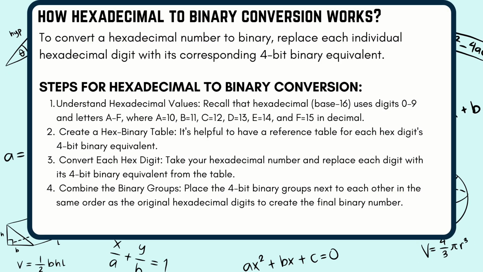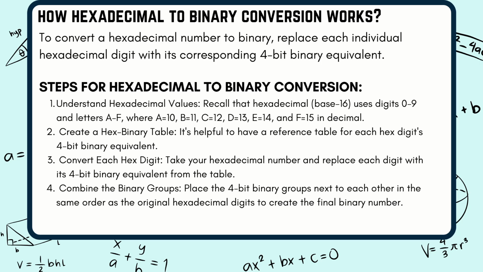So let us define how hexadecimal to binary conversion works. To convert a hexadecimal number to binary, replace each individual hexadecimal digit with its corresponding 4-bit binary equivalent. Steps for hexadecimal to binary conversion. Step 1, understand hexadecimal values. Recall that hexadecimal, base 16, uses digits 0 to 9 and letters A to F, where A equals 10, B equals 11, C equals 12, D equals 13, E equals 14, and F equals 15 in decimal.